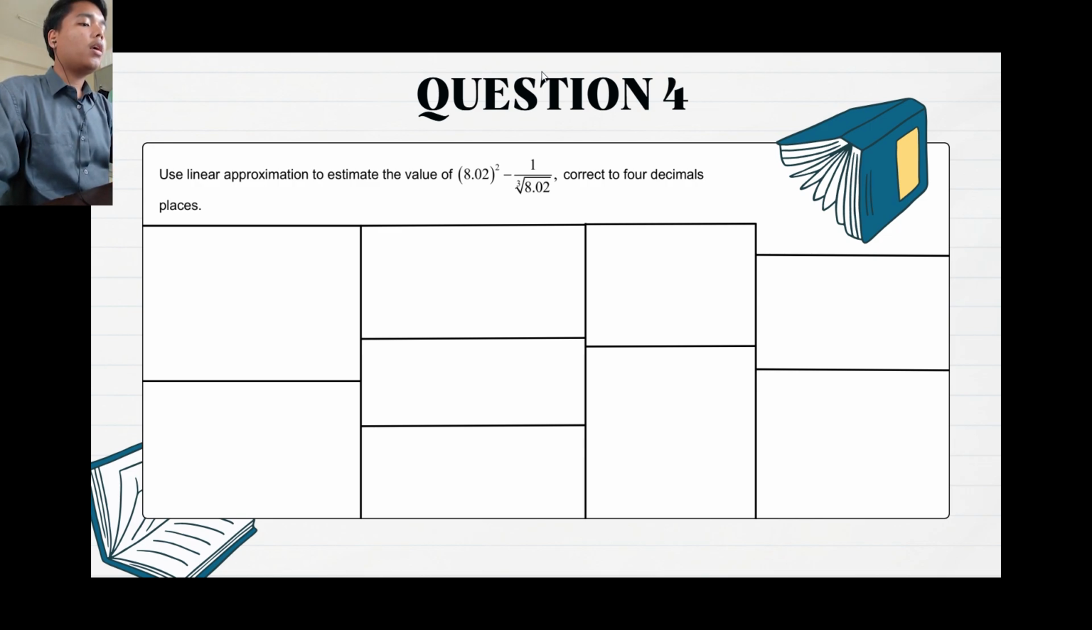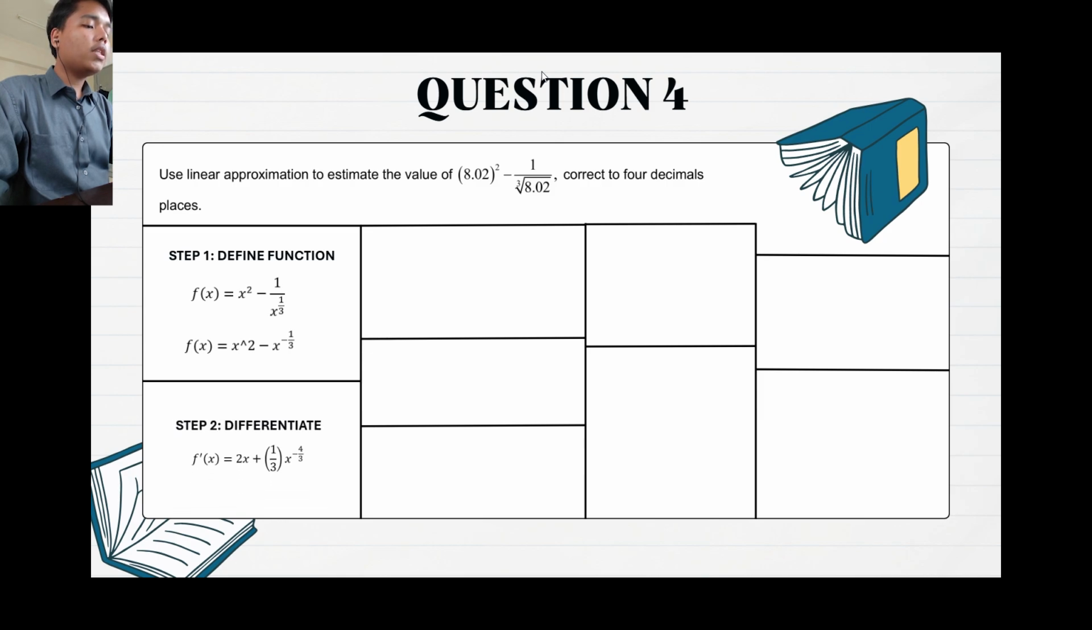Okay, for the final question, for question 4, we need to use linear approximation to estimate the value of 8.02 square minus 1 over cube root of 8.02, correct to 4 decimal places. Step 1, we define the function. The function is x square minus 1 over cube root of x. Then we rewrite it in index form as x square minus x power negative 1 over 3.